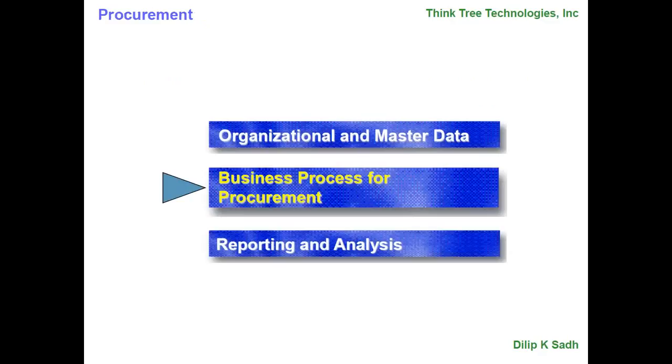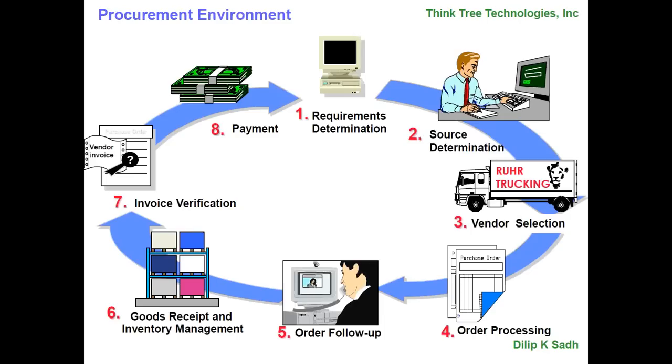Let's briefly recap. So far, we have talked about organization data, in which we talked about 5 elements: company code, plant, store location, purchase organization, purchasing group. In master data, we talked about 2 elements, which are Material Master and the Vendor Master. Now, we're going to talk about business processes for procurement.